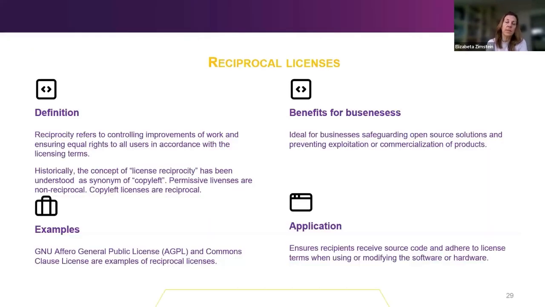Open source licenses can also be classified as reciprocal and non-reciprocal. Historically, the concept of license reciprocity has been understood as a synonym of copyleft. Permissive licenses are non-reciprocal, and copyleft licenses are reciprocal. Reciprocity refers to controlling improvements of work and ensuring equal rights to all users in accordance with the licensing terms.